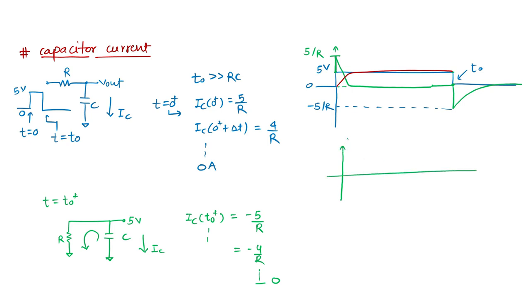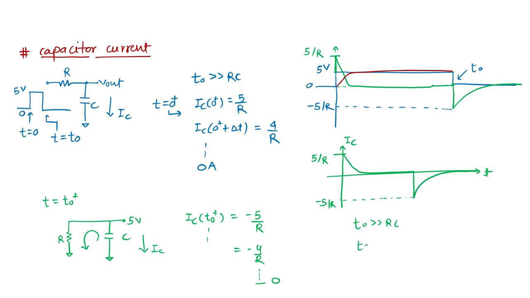This is my IC, this is the t. It was previously coming down from this value to this value and staying there for a long time. After this, it goes in reverse, and now it is discharging. So this is my capacitor current. Here it was 5 by R, and here this value is minus 5 by R. So this is what happens for t naught much greater than RC.